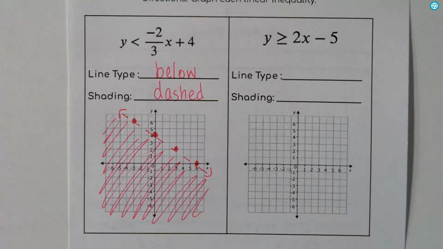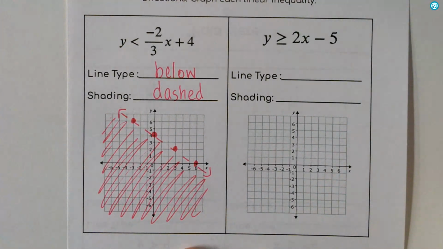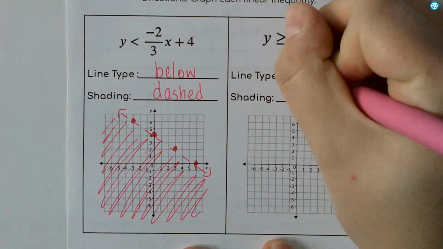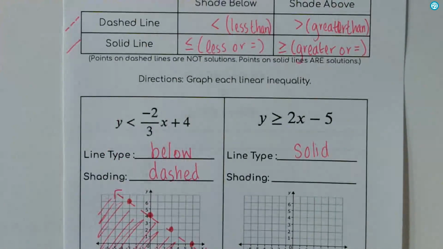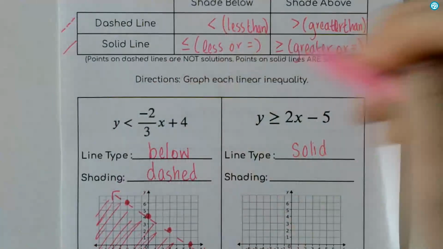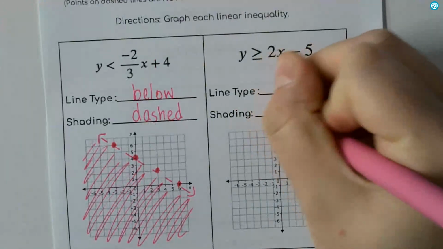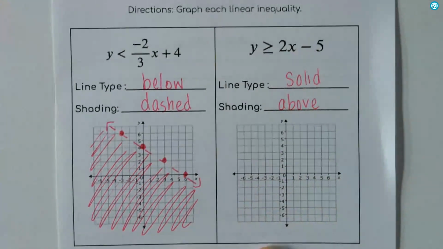We've got y is greater than or equal to 2x minus 5. What type of line am I going to use for that? Greater than or equal to? Solid. And where do I shade that? Above. Yes, so greater than or equal to is shade above a solid line. I think greater means more.